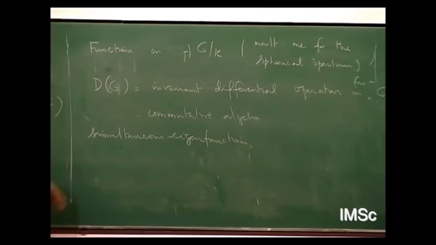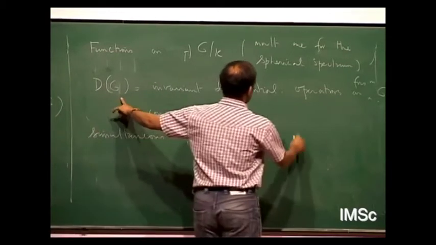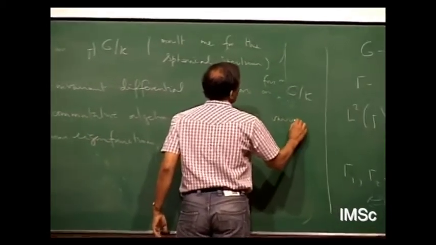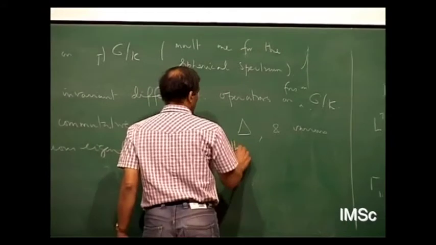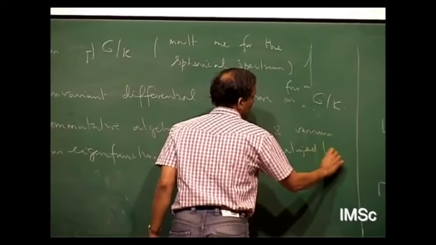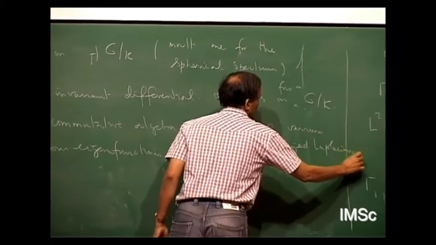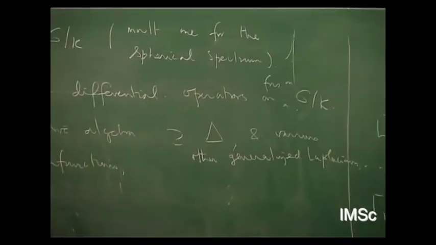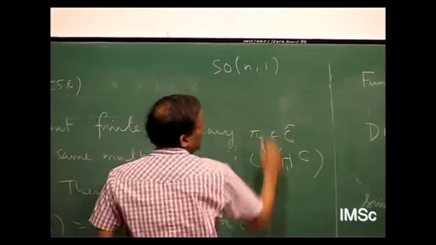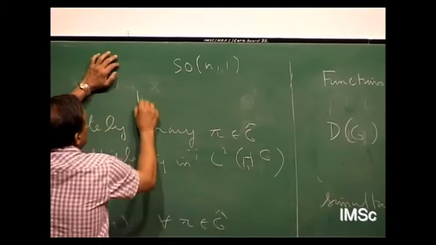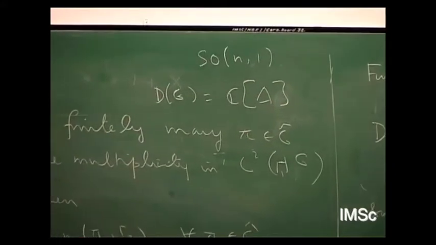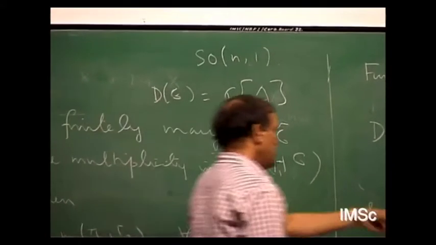Let me say that this algebra contains the Laplacian and various other generalizations of Laplacians, generalized Laplacians, etc. Lots of operators. But in the rank one case, say SO(n,1), this algebra D(G) is a polynomial algebra on the Laplacian. So you can look at simultaneous eigenfunctions.